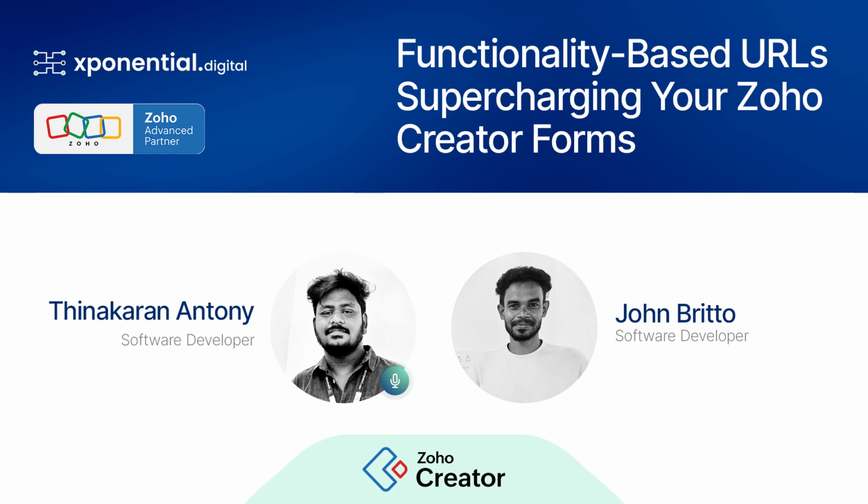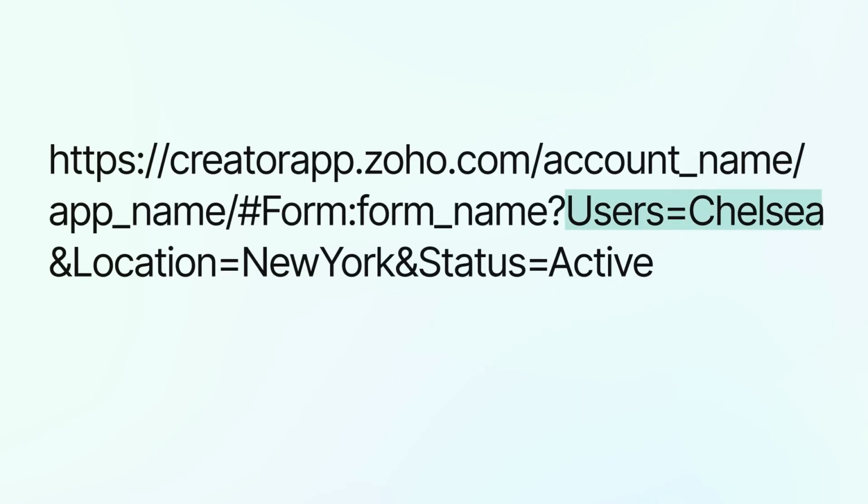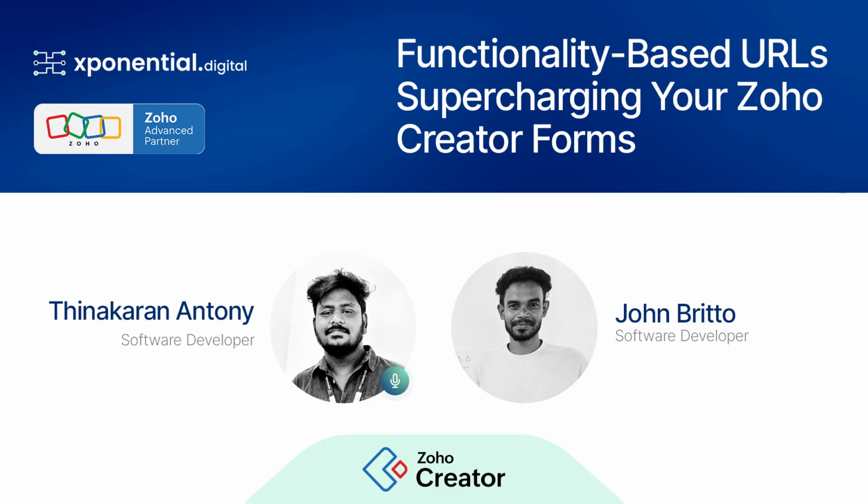Great question. You just chain them together with an ampersand. So, for example, in this case, Chelsea goes into the users field, New York into location, and active into status. All at once. Yes, and it doesn't stop there. You can pre-fill drop-downs, lookups, date fields, even numbers. As long as the value matches what the field expects, you're good.